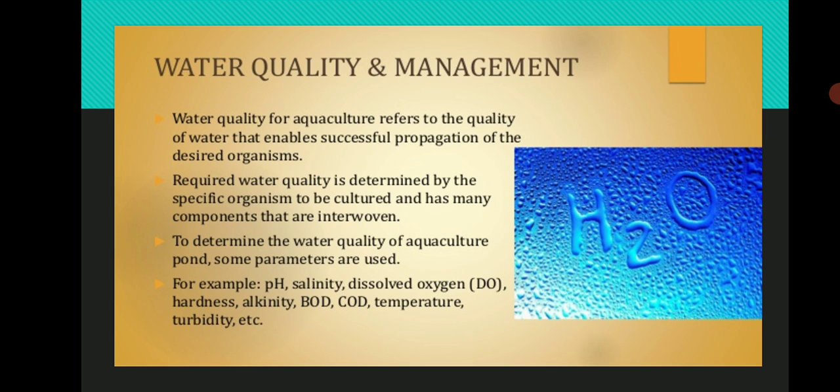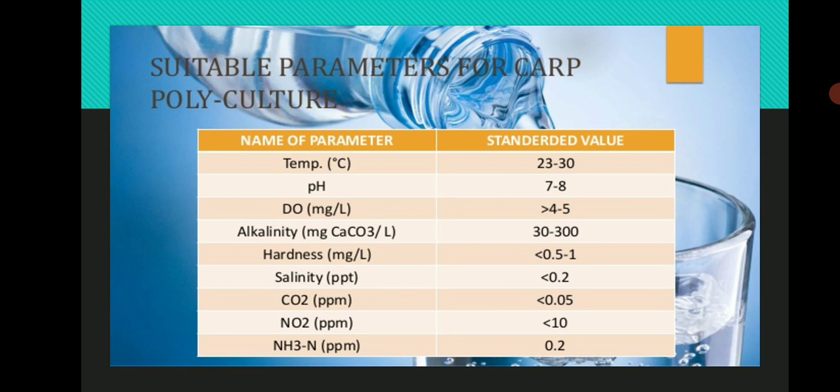Water quality management. Water quality management refers to the quality of water that enables the successful propagation of a desired organism. Required water quality is determined by the specific organism to be cultured, and many components are involved. To determine water quality in aquaculture ponds, some parameters are used, for example pH, salinity, dissolved oxygen (DO), hardness, alkalinity, BOD, COD, temperature and turbidity.